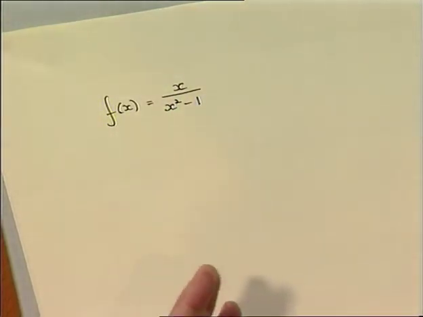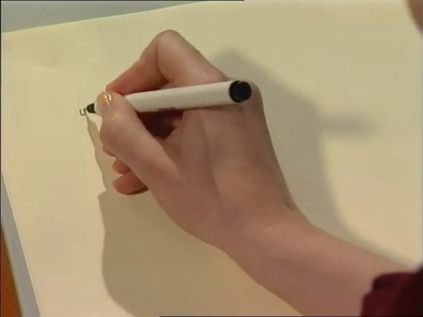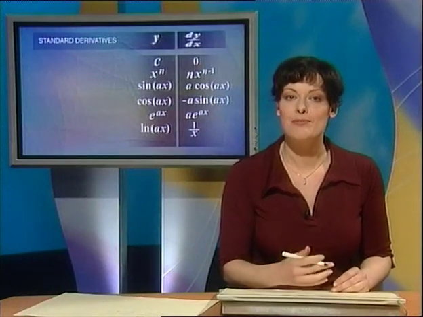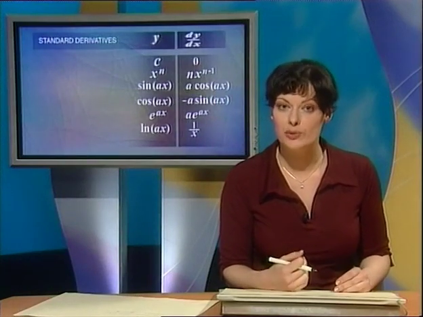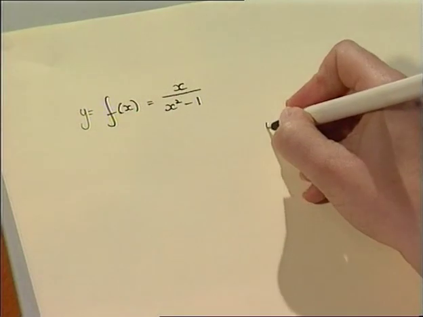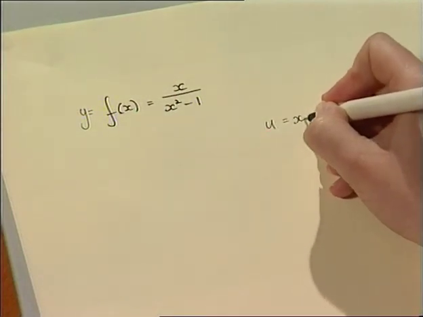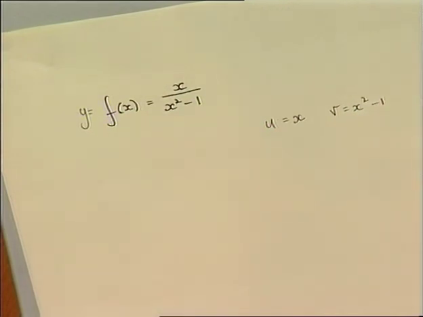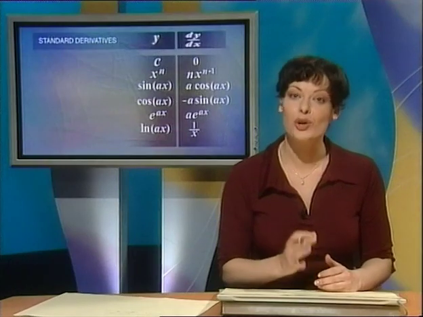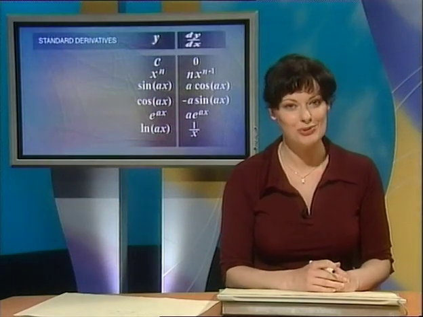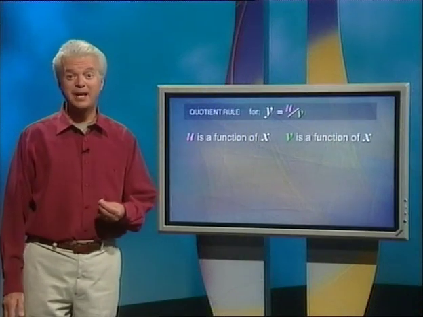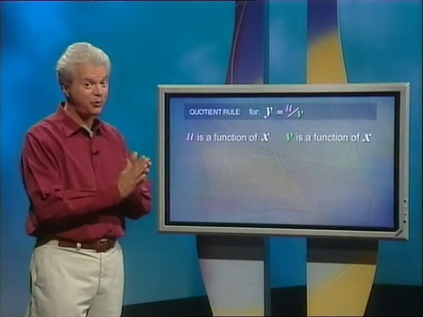Again, using Leibniz notation, I can write y is x over x squared minus 1. And again, my first thing that I need to do is choose u and v. So I'm going to let u equal x and v to be x squared minus 1. But this time I have u over v, a quotient, not a product. And Alan has another rule to use for this. Well, indeed I have. And this quotient rule is in many respects similar to the product rule we've already met.